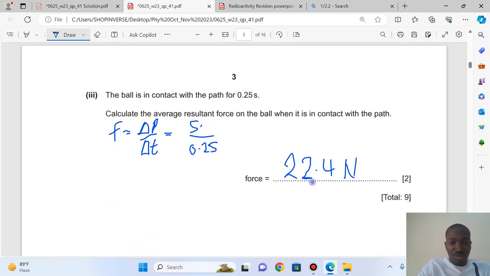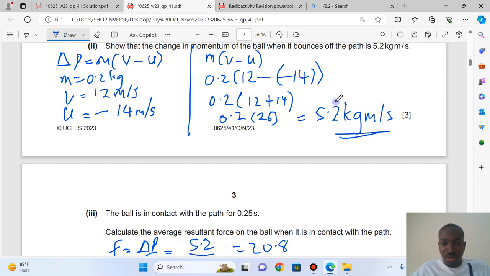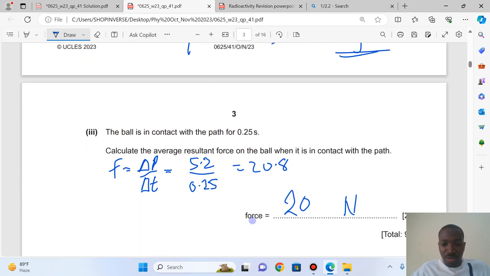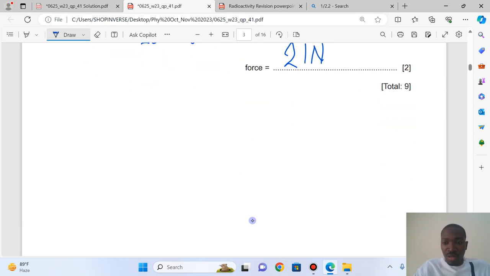So this will be 5.2 divided by 0.25. Five times 2 is 10, 10.4 times 2 will be 20.8. Yes, you get 20.8. Sorry about that. Since our values are given to a maximum of two significant figures, we write our answer to two significant figures. That should be 21 newtons. So that has been fixed.